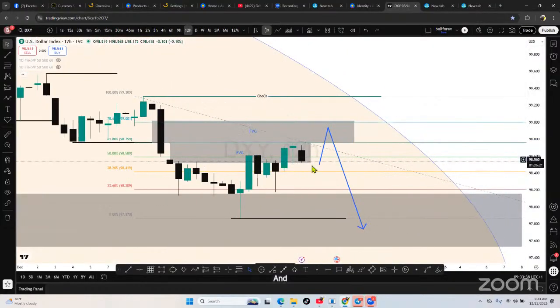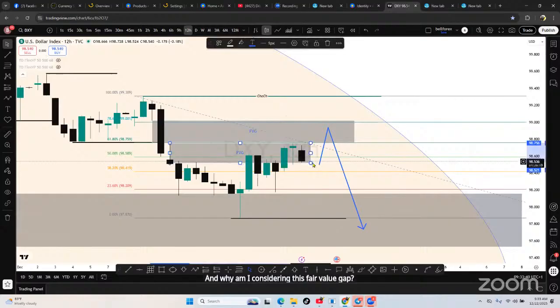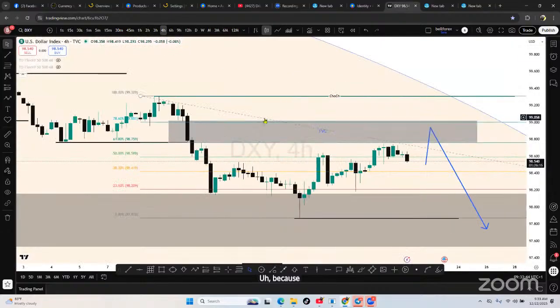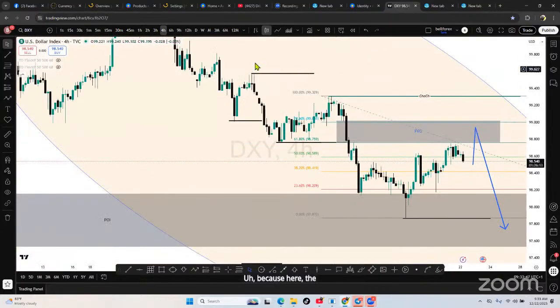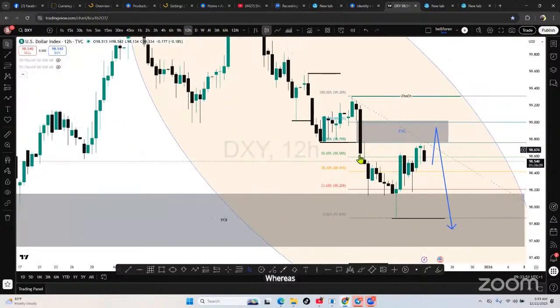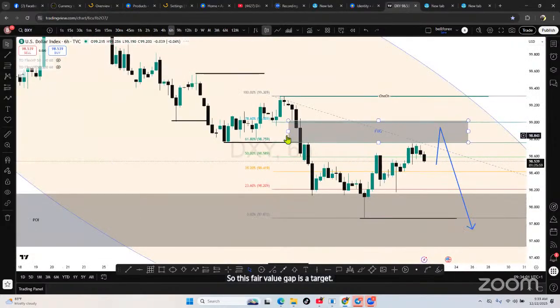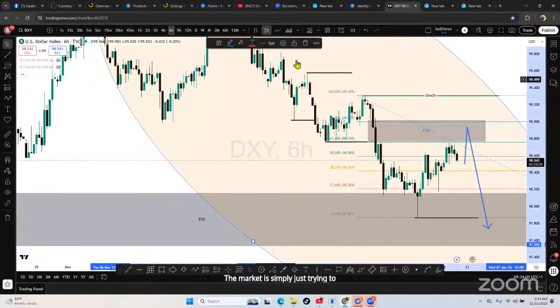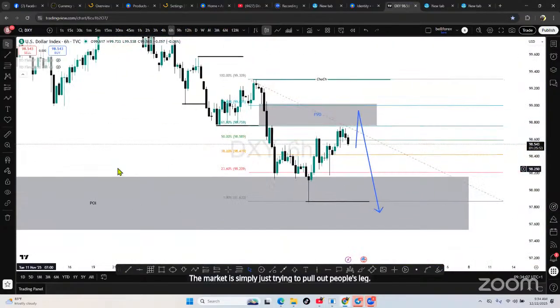And why am I considering this fair value gap instead of this? Because here the fair value gap is more visible on the 12 hours chart, whereas this other one is just more of a liquidity wick, which is not that visible. That is not giving us the vibe that we are talking about here. So this fair value gap is a target.